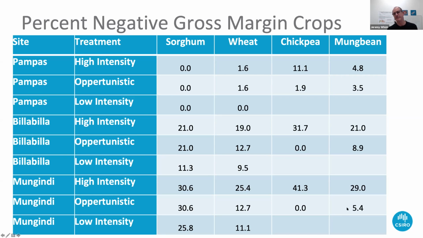And the final bit is the number of negative gross margins. So down here, there were 41 negative gross margins, comparing it to the opportunistic where you didn't have any. So in the positive side all the time.